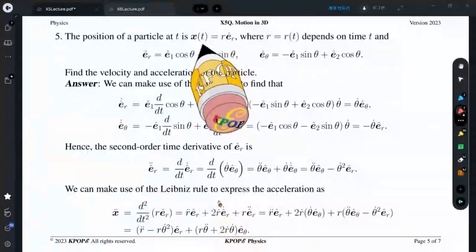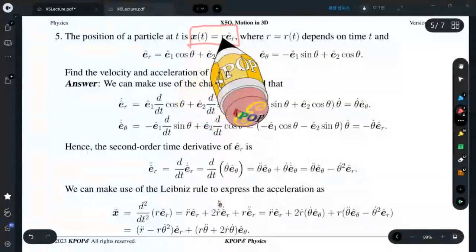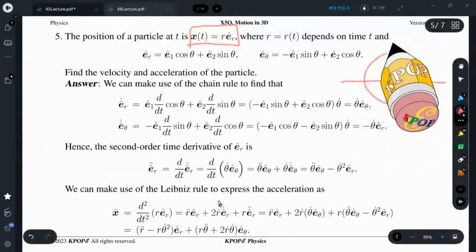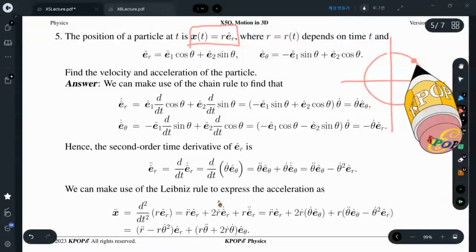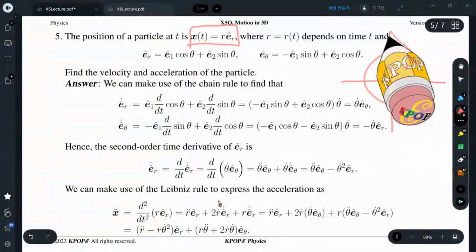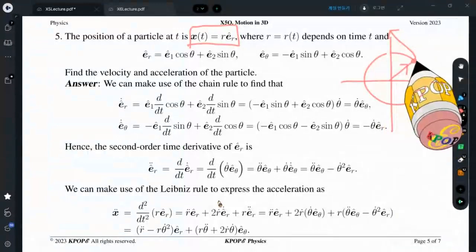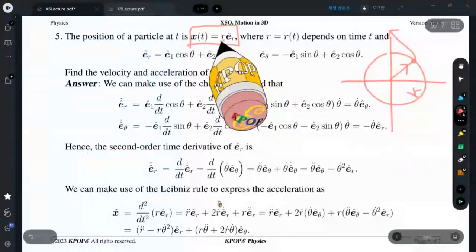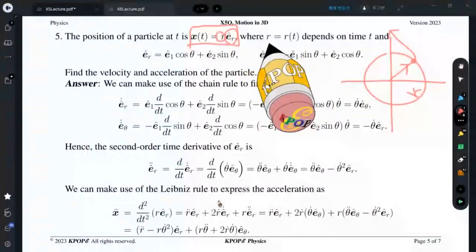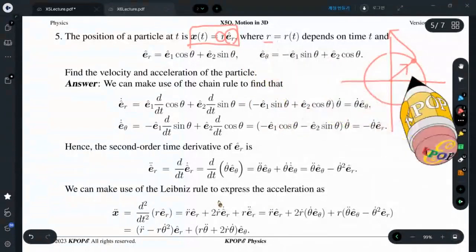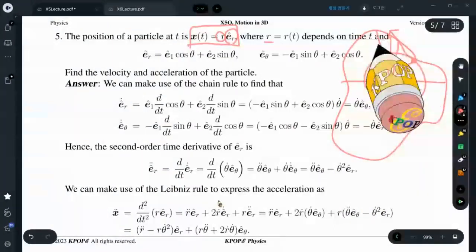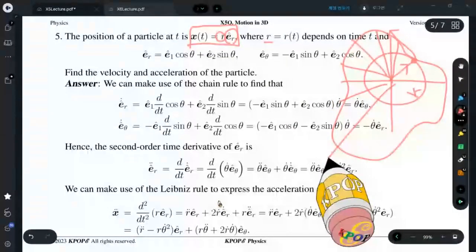The position of a particle is given like that. So radius times unit radial vector. The unit radial vector is nothing but a point on a circle of radius r. This is a radius and this is tangent. And the radial vector is the product of radius and unit radial vector. And where r is the radius, oh, this is not a circle. Radius can vary. So this radius depends on time.